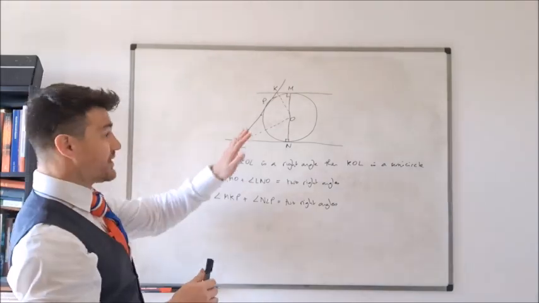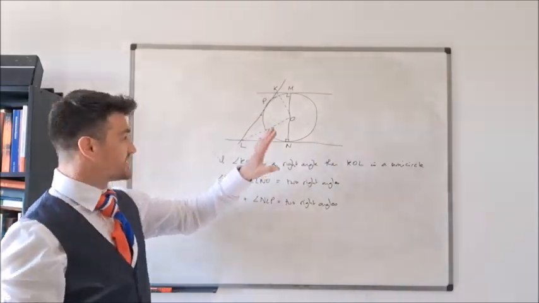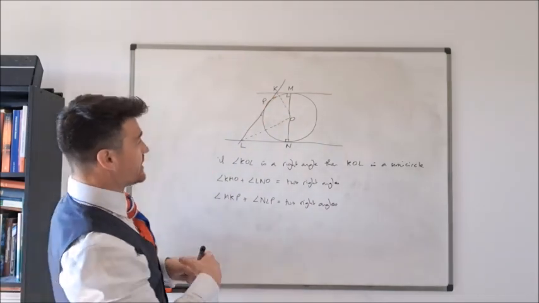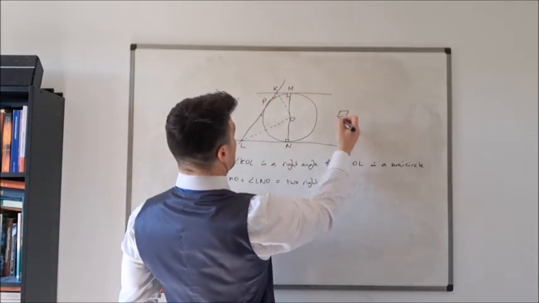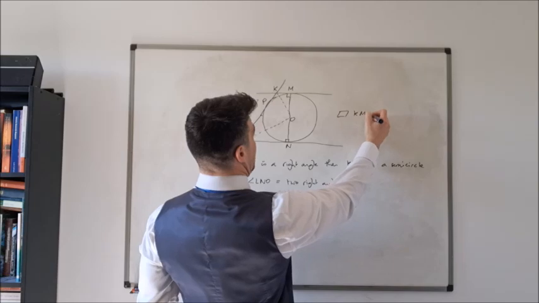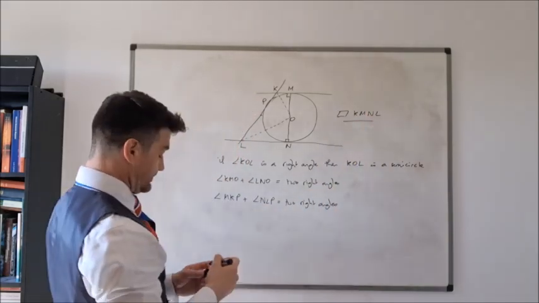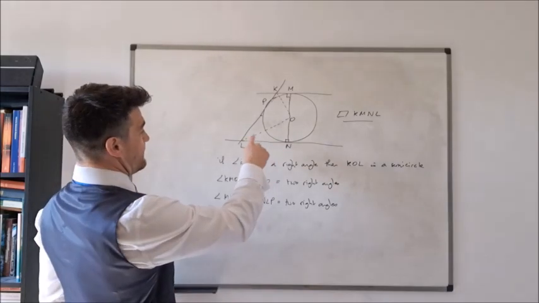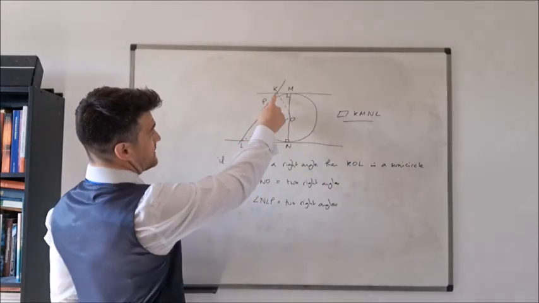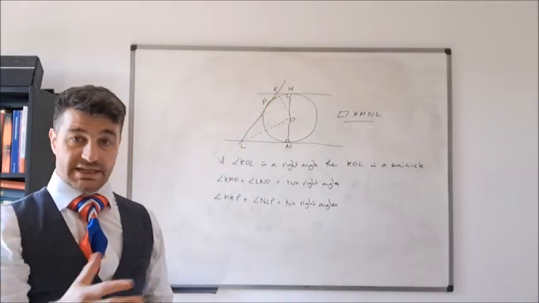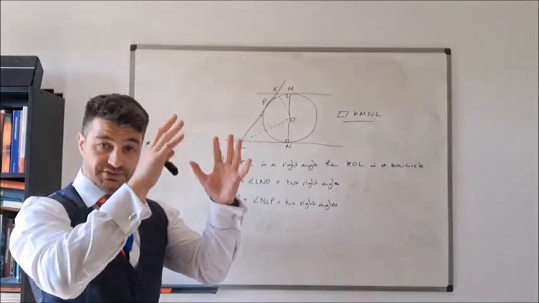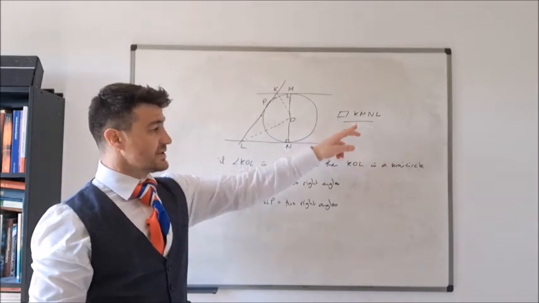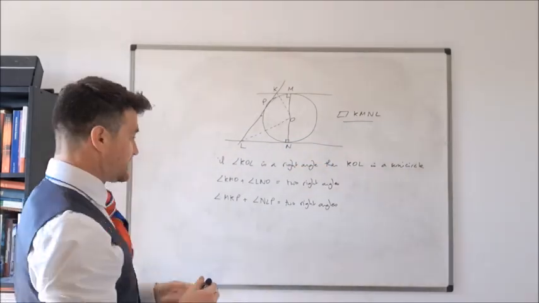So just to clarify, this is not a cyclic quadrilateral. I don't know why I said cyclic quadrilateral. It's not a cyclic quadrilateral at all, but it is a quadrilateral. So we're talking about the quadrilateral KMNL, just for clarity. So the 2 angles here are right angles. Therefore, the remaining 2 angles here and here must also add to two right angles, so that the total sum of all of the interior angles of this quadrilateral are going to be 4 right angles.